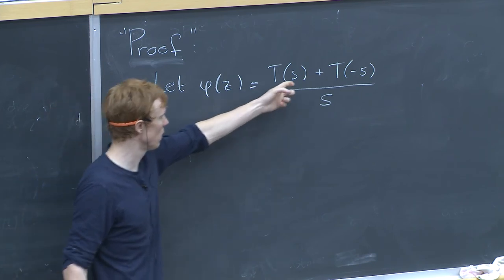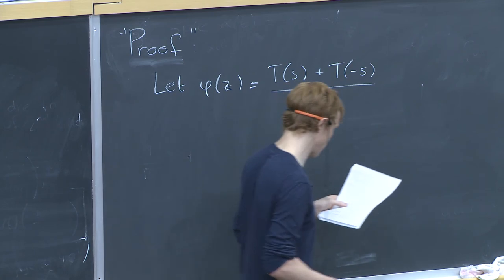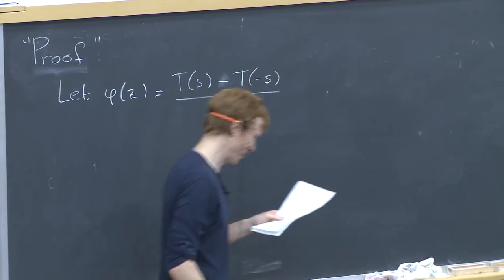Let phi of s be T of s plus T of minus s divided by s. This is obviously an even function of s. So it should be minus. This is obviously an even function of s.